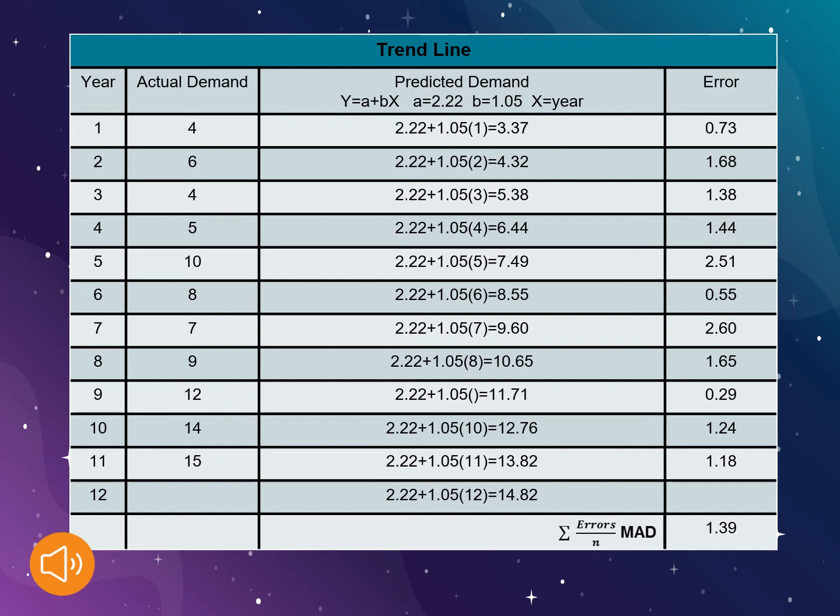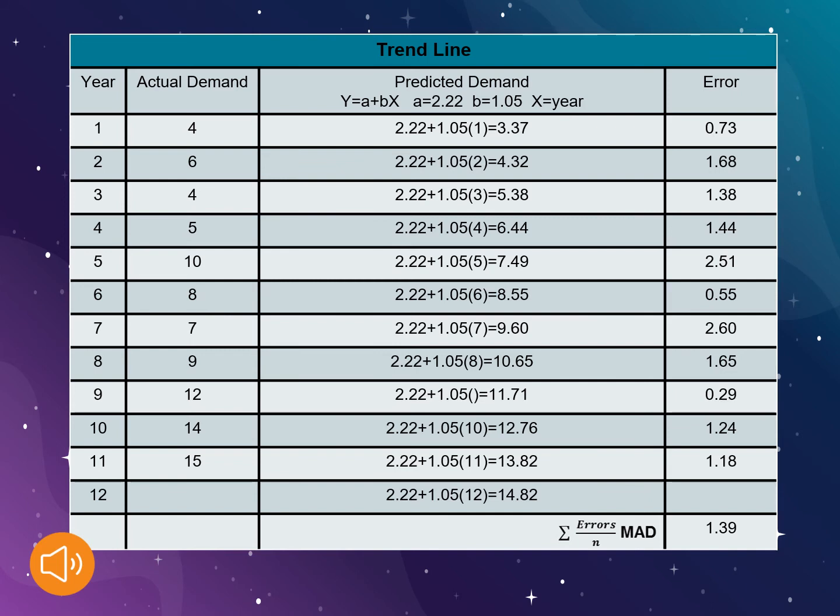In this method, it's actually quite different from the previous two we have just solved. For the trend line formula, we have y equals a plus bx, where a is 2.22 and b is 1.05, and our x would be the year we're going to forecast. If you have already solved a and b, then it's going to be smooth and simple. Since we already have a and b, we're just going to change x into the years: 1, 2, 3, 4, 5, 6, and up to 12.